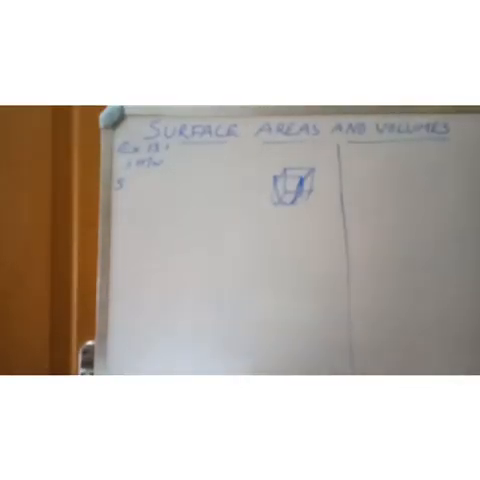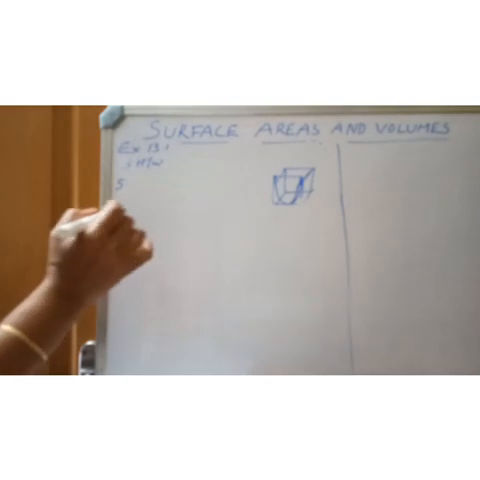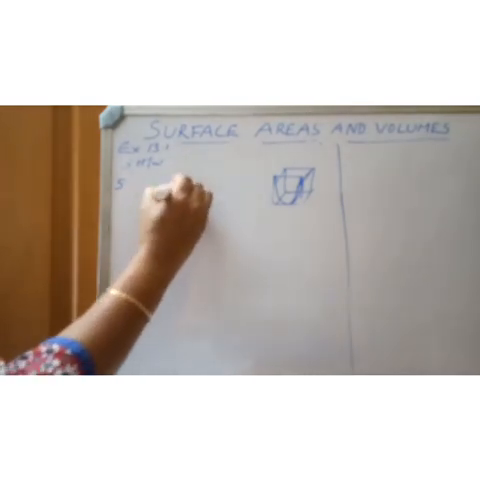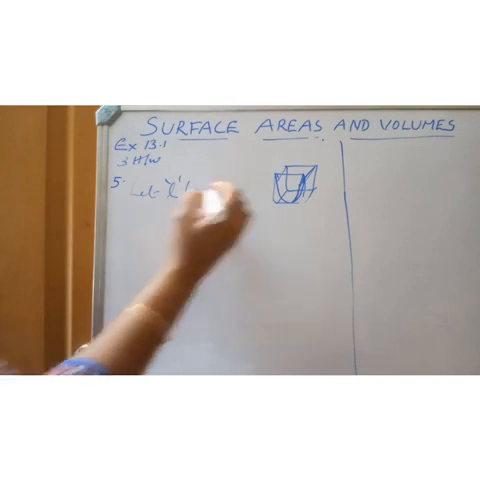Question number 5. A hemispherical depression is cut out from one face of a cubical wooden block such that the diameter L of the hemisphere is equal to the edge of the cube. So, they are given the diameter of the hemisphere is same as the edge side of the cube. Determine the surface area of the remaining solid. It is same as the previous sums. So, you see that the edge of the cube is equal to L. Let L be the edge of the cube.